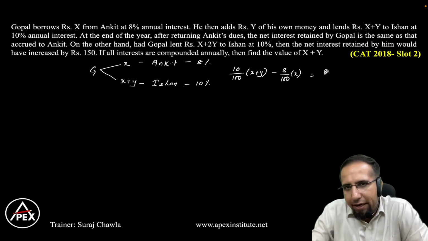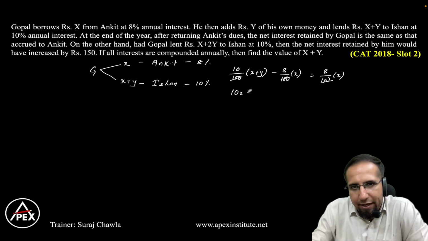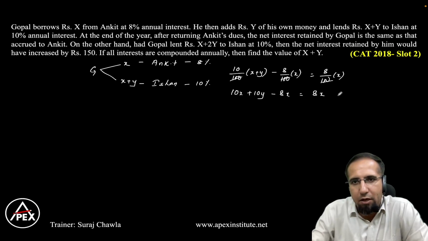Now what did Ankit get? Ankit got 8% of X. So you can cancel 100 across. So what do we have here? We have 10x plus 10y minus 8x is equal to 8x. Or this is 2x, 2x goes on the other side, that becomes 10y is equal to 6x. Or we have x by y is equal to 5 by 3.